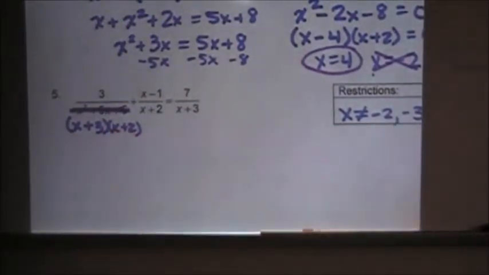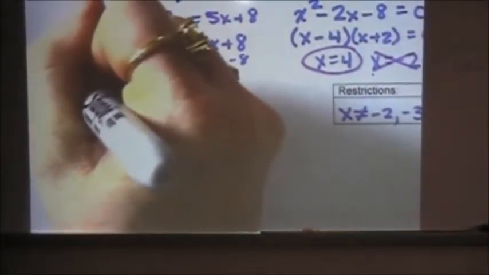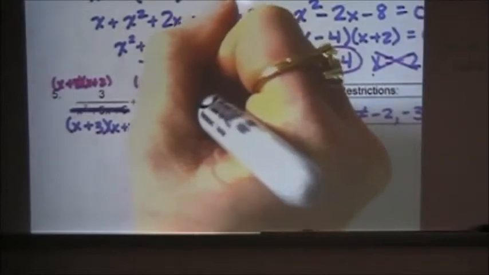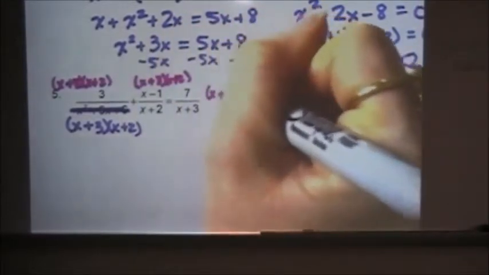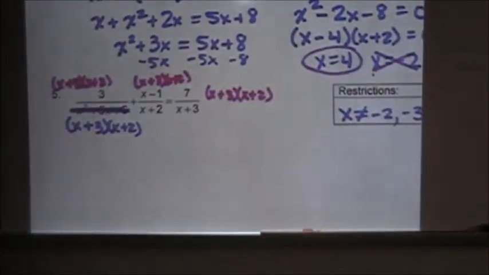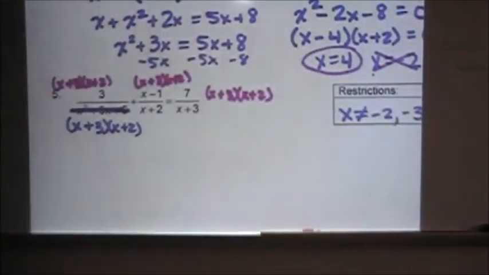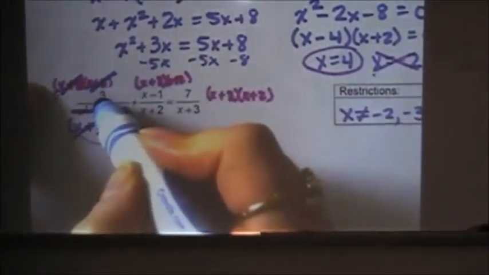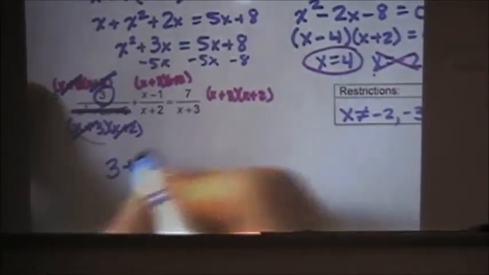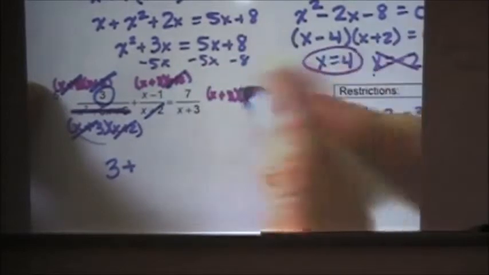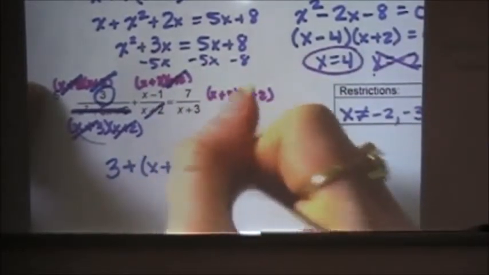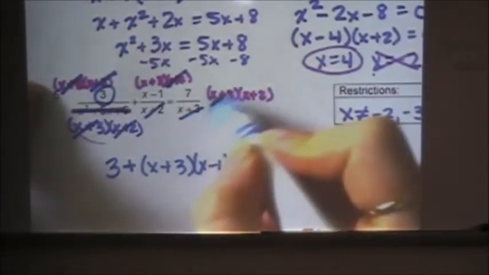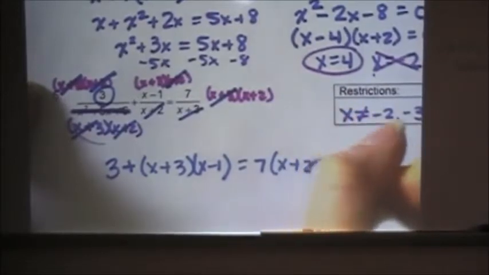So I'm going to multiply every term by the entire LCD, x plus 3, x plus 2. Now once I do that, I see that on the far left fraction, x plus 3's cancel, and so do x plus 2's, and all that is left is that 3. In the middle, my x plus 2's cancel, and I'm left with the x plus 3 and x minus 1. And in the far right, x plus 3's cancel, and I'm left with 7 times x plus 2.